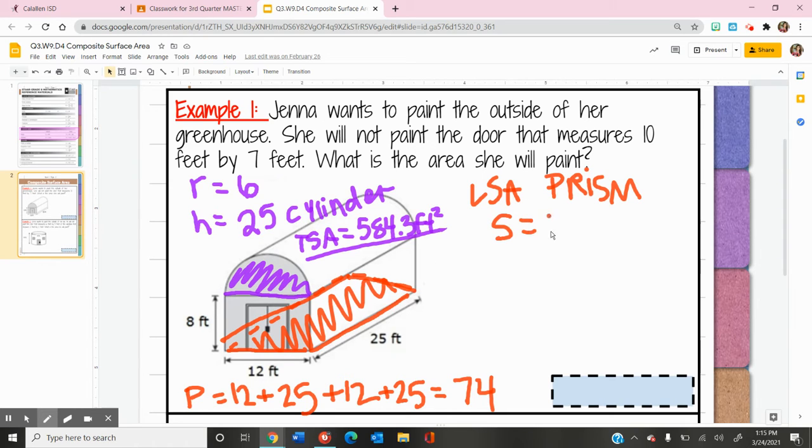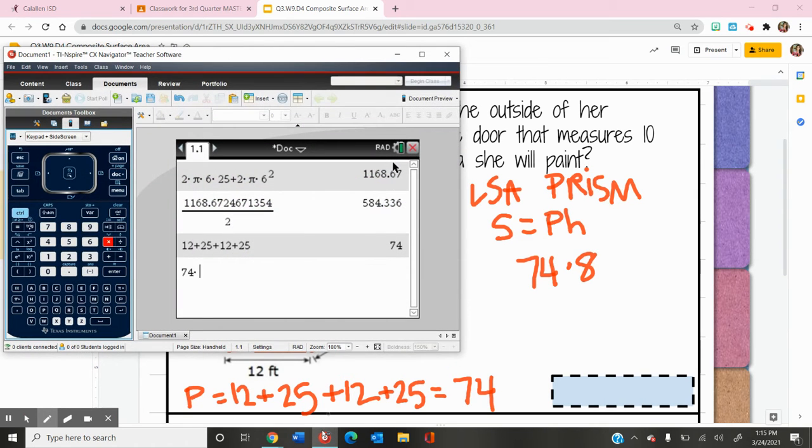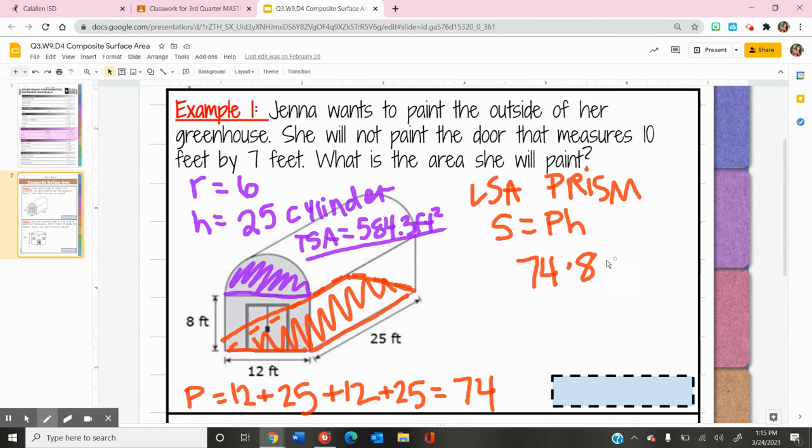Again, this was S equals pH. So the perimeter was 74 times the height of my prism. So that's the distance between my bases. So I have my base on the bottom, and then I would have a base on the top. And it tells me that the height is 8. So 74 times 8, my lateral surface area is 592. So I have the total surface area for this half cylinder as 584.3. And then I have the lateral surface area of the prism, which is 592.